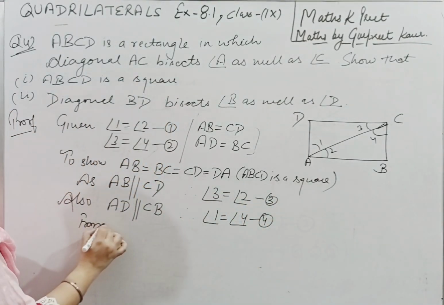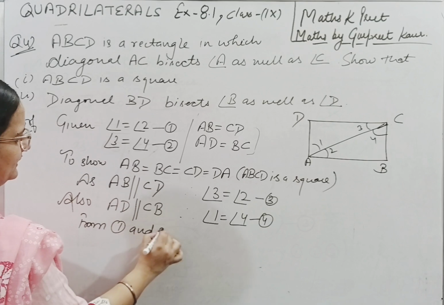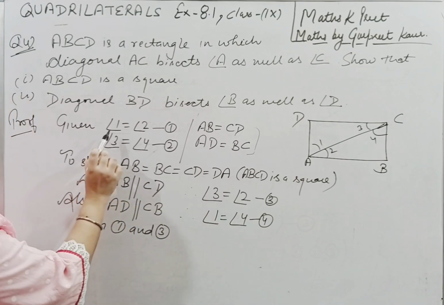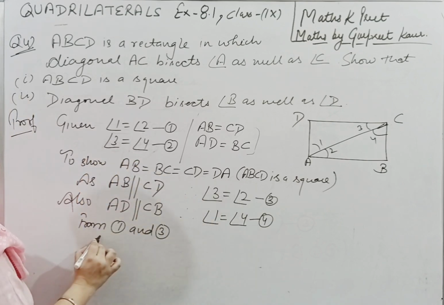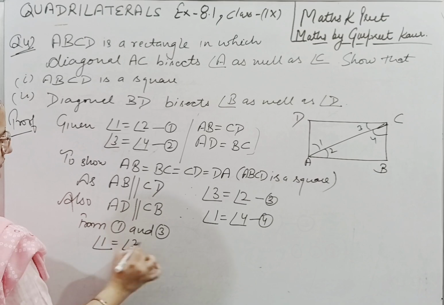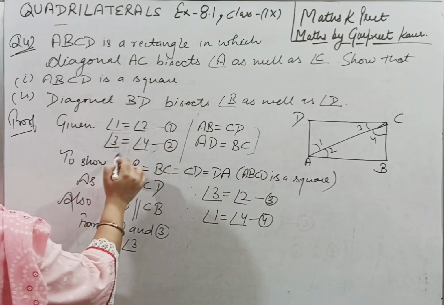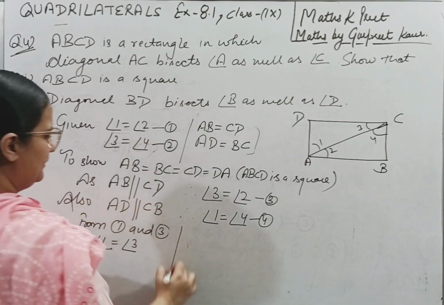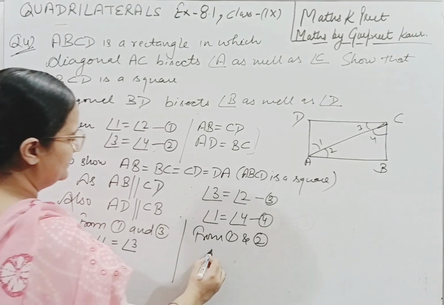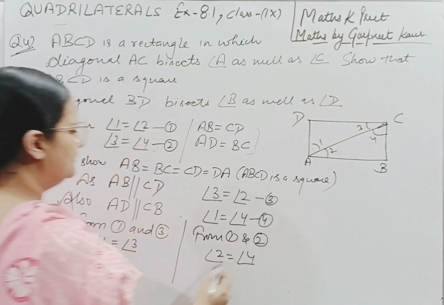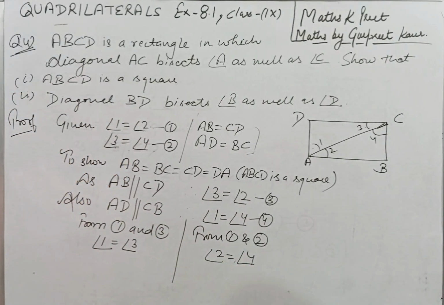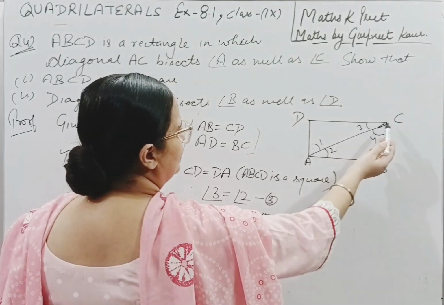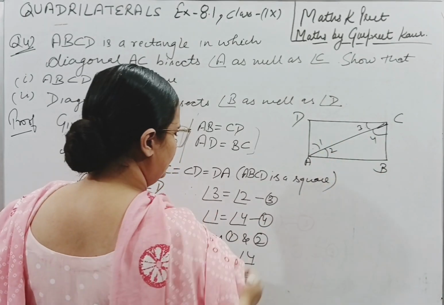From 1 and 3, what I am getting? 1 is equals to 2, 3 is equals to 2. Ultimately, I am getting 1 is equals to 3. From 1 and 2, 1 and 3 are equal, therefore 2 and 4 will be equal. If left is equal, then right hand side will be equal, so I am getting 2 is equals to angle 4.